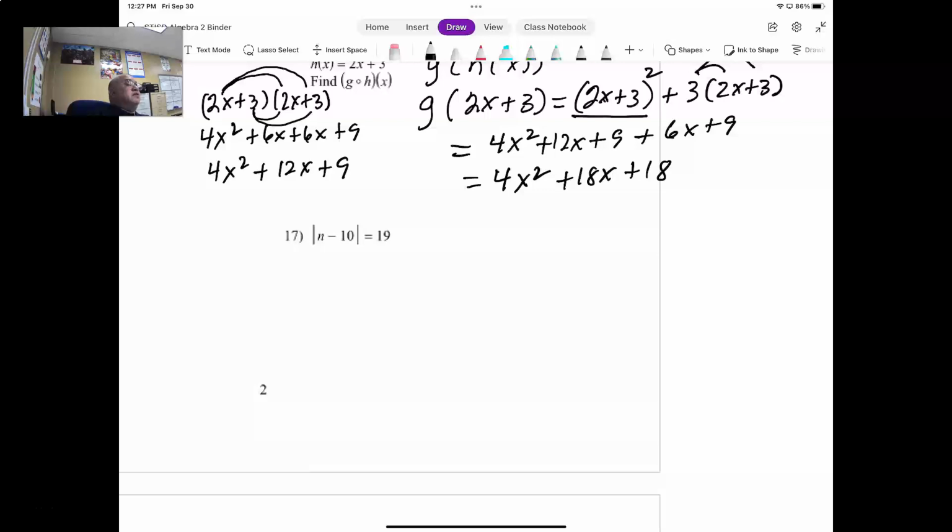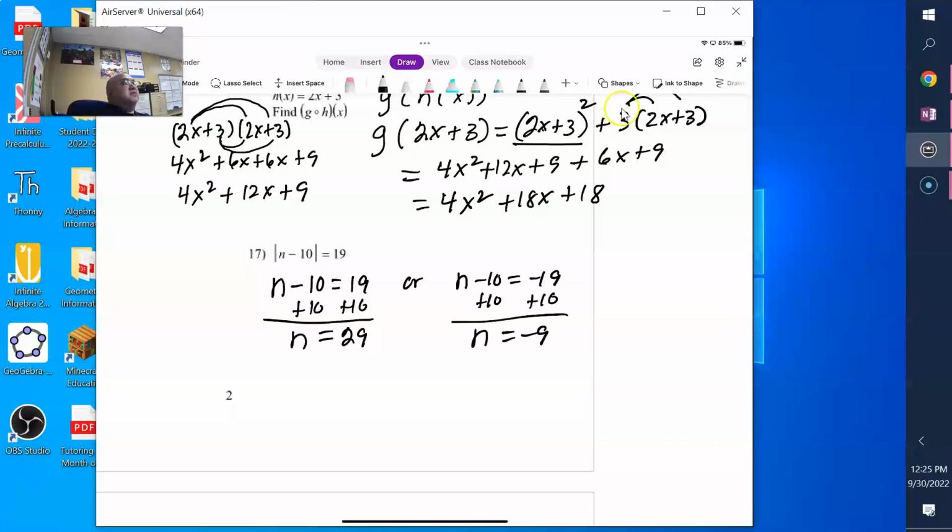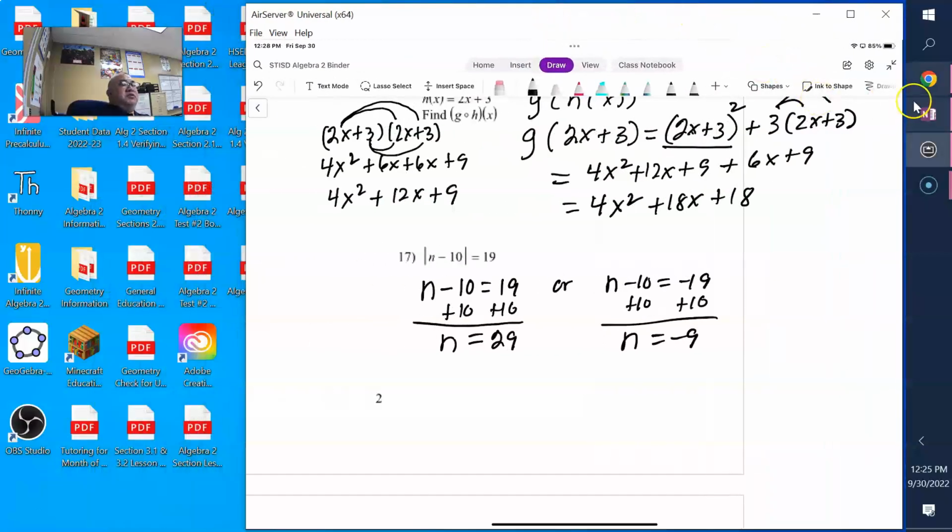We have the absolute value of n minus 10 equals 19. So the two equations are n minus 10 equals 19, or n minus 10 equals negative 19. You add 10, you add 10, so you have n equals 29. You add 10, you add 10, so you have n equals negative 9. And I did ask all of you to check. So I'm going to pull up Desmos so you can check.